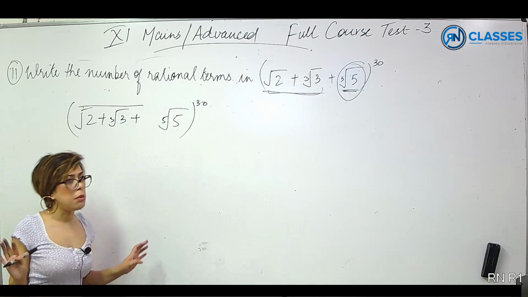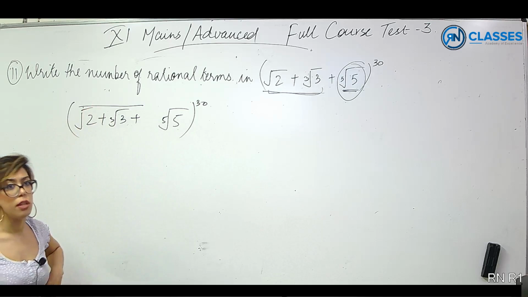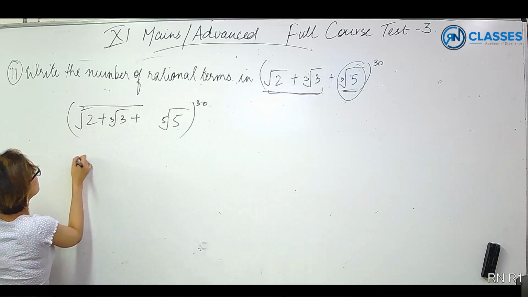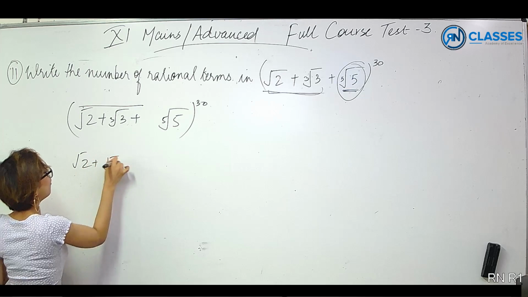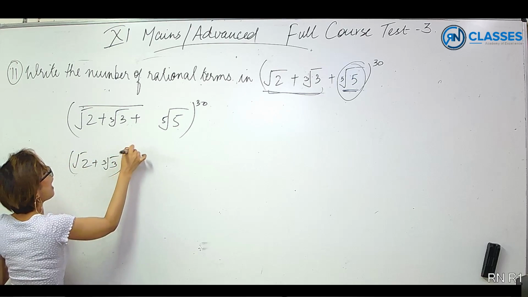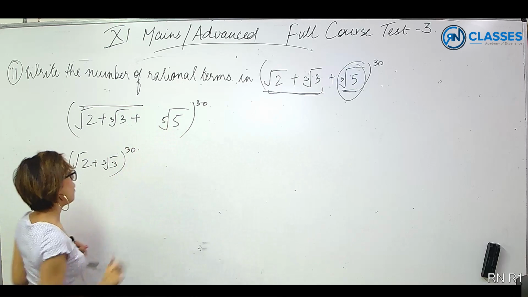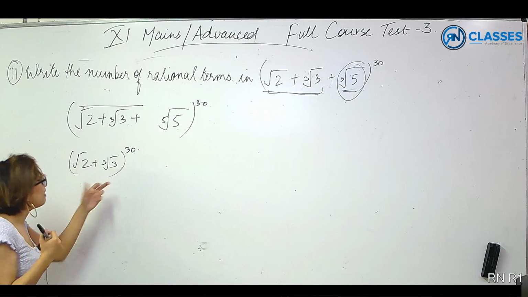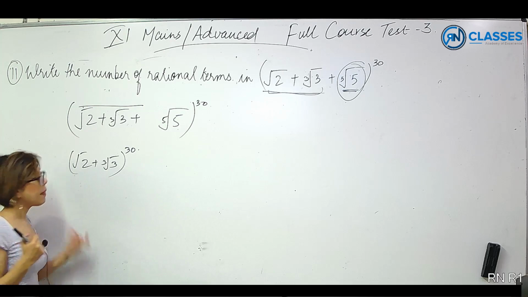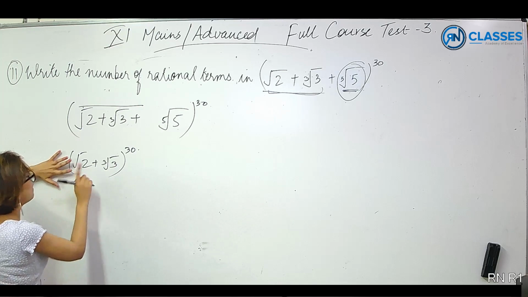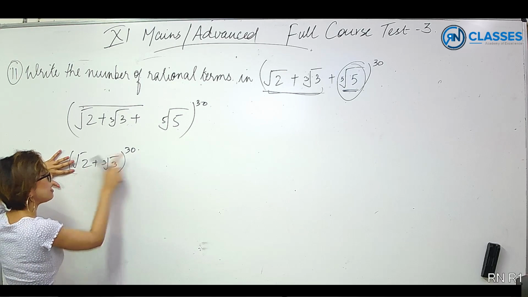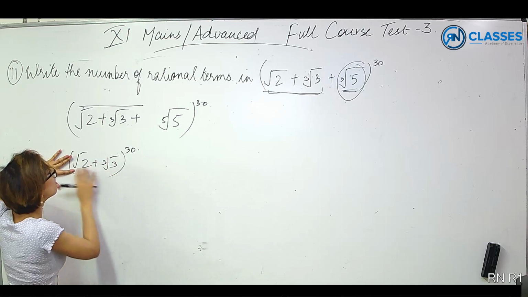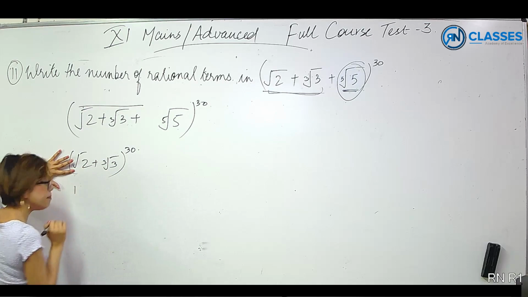Now I will not write the binomial coefficients. Why? Because I just need the rational term, number of rational terms. If I take the first one, this becomes root 2 plus cube root of 3 raised to power 30, and here it will be power 0, so I will not write it. Now if I try to open this up, again I need to see how many rational terms I'll get from here. Right? If I open this up, the first term that I'll get will be root 2 raised to power 30 into this thing raised to power 0, so I will not get anything. So that means I'm getting the first rational term.